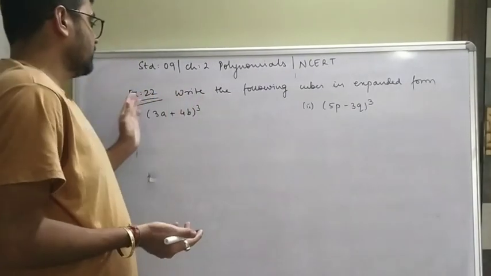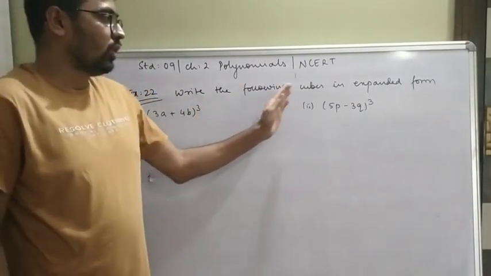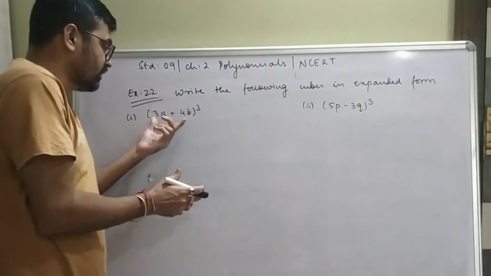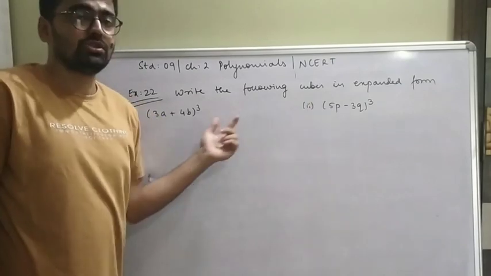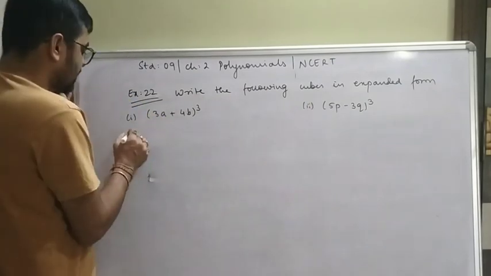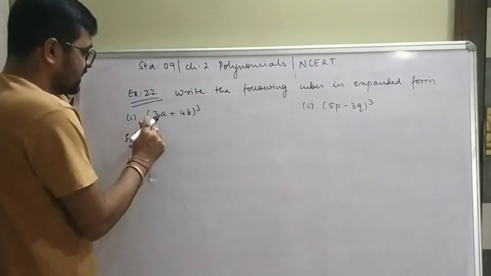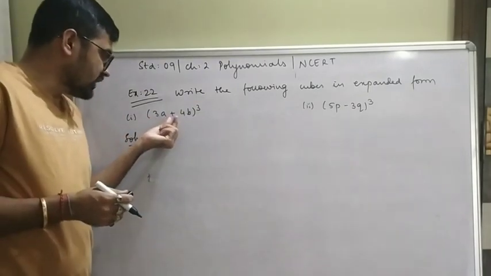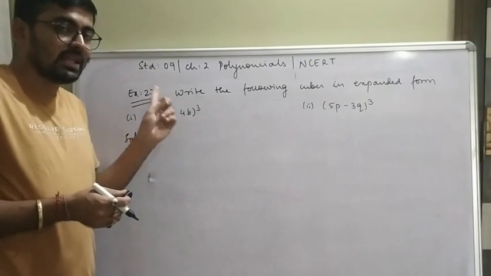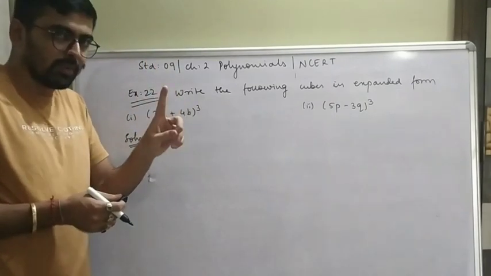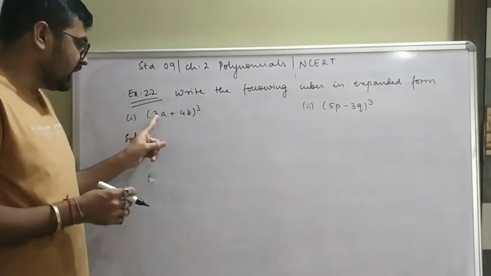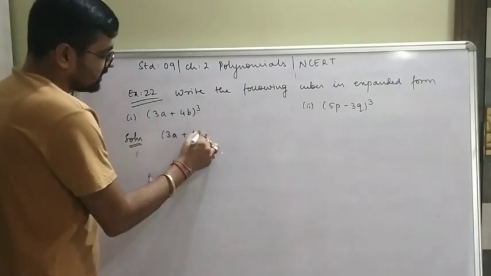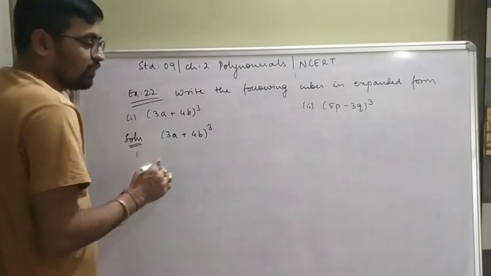Let's have a look at example number 22. Write the following cubes in expanded form. So using the identity, we want to expand these two cubes. Let's start with the first one, in which it is given 3a plus 4b whole cube. Now if I see a positive sign over here, can I relate this with x plus y whole cube? Am I right? So if I compare with that, instead of x, I can say 3a. And instead of y, can I say it is 4b?